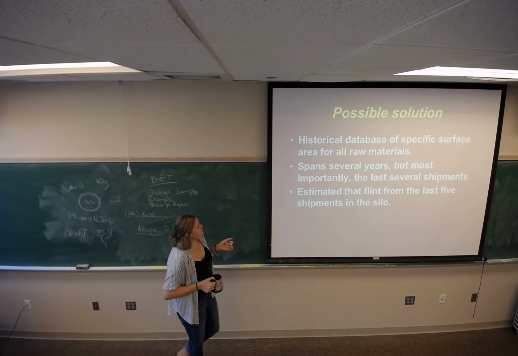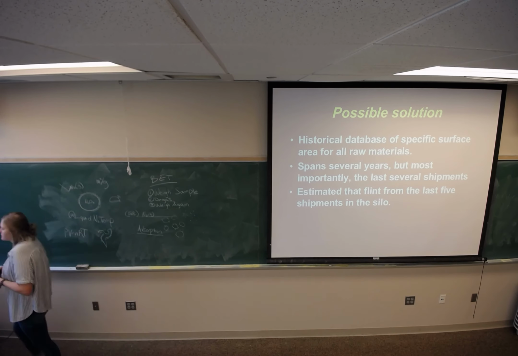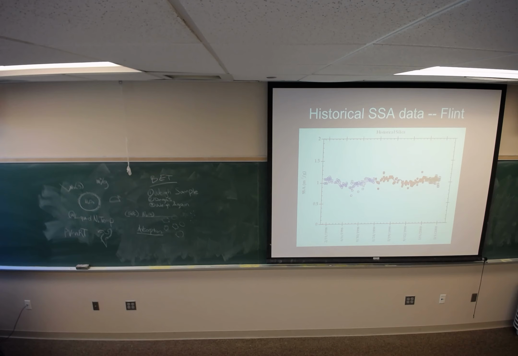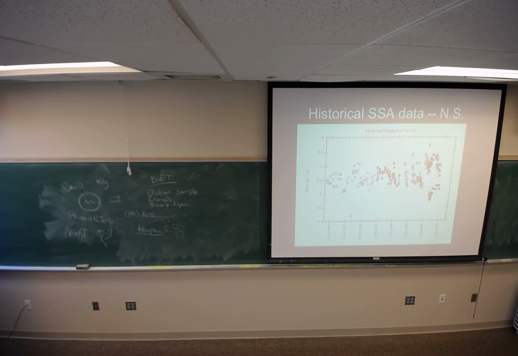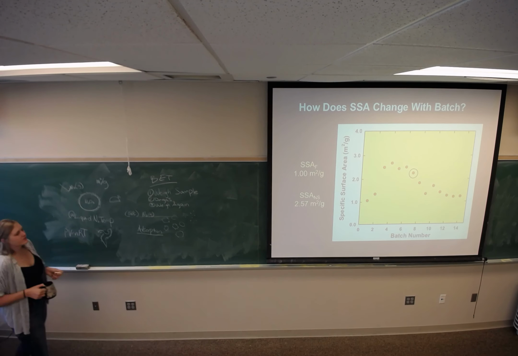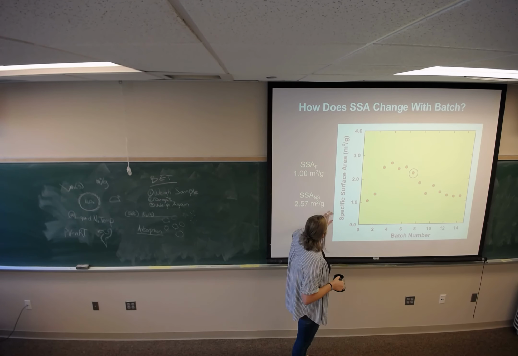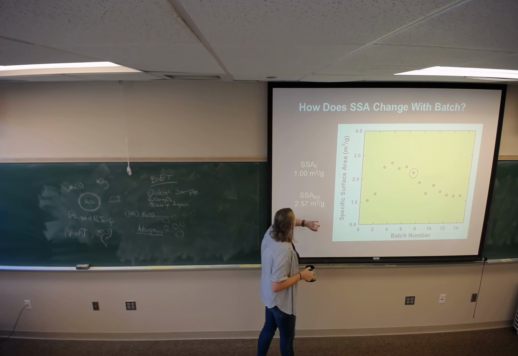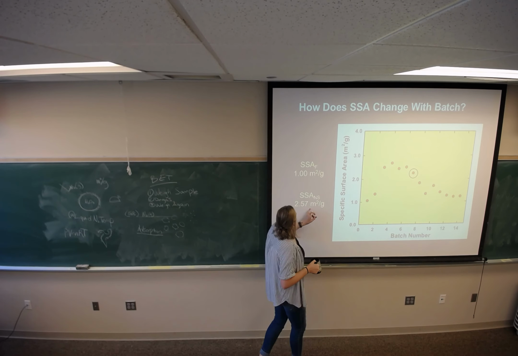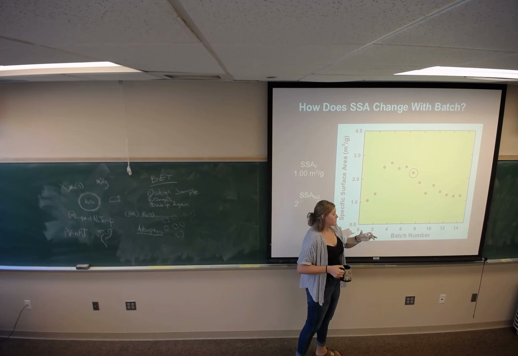And basically this is going to look at the rule of mixtures, but they looked at historical data from the past. So this is the specific surface area of the flint, which you can see averages out about 1 there. And then the nepheline cyanide is all over the place, but essentially around 2.5-ish for the average specific surface area. So what they were looking at then is how the surface area was changing as they pulled material out of the silo. So this was a certain batch number. You can see when they added more nepheline cyanide in, because it has a higher specific surface area, the average specific surface area of what they were measuring jumped up.